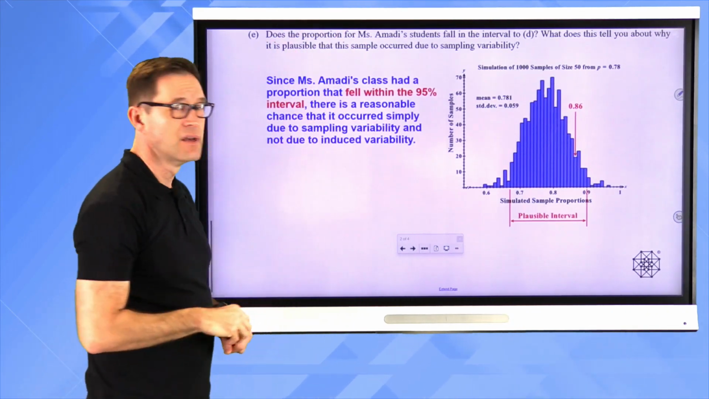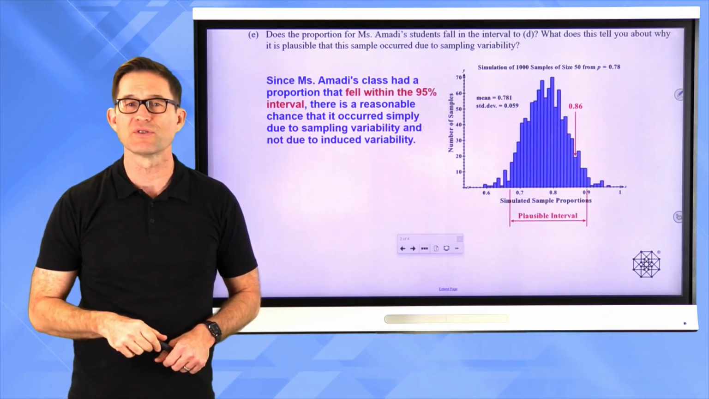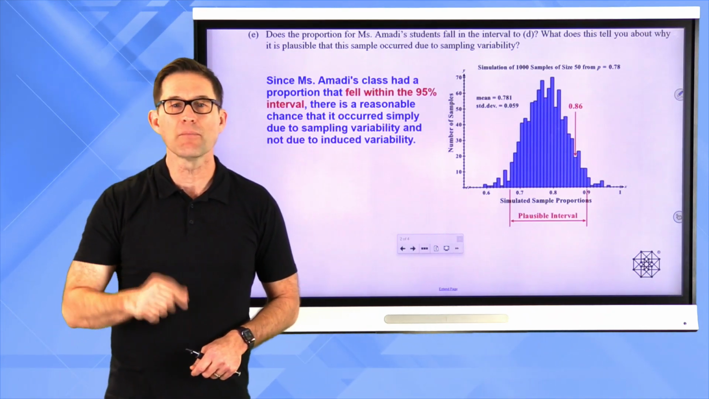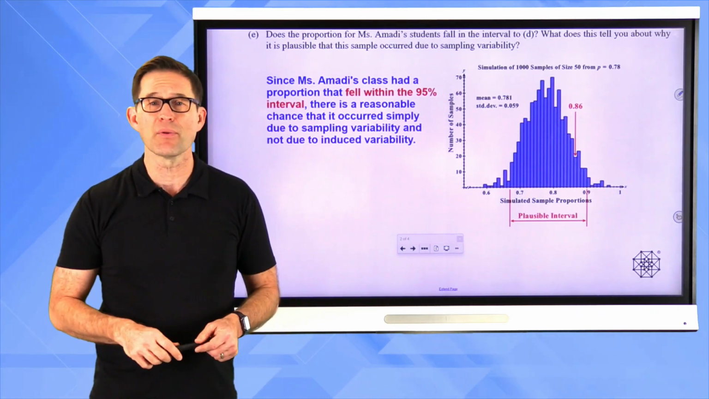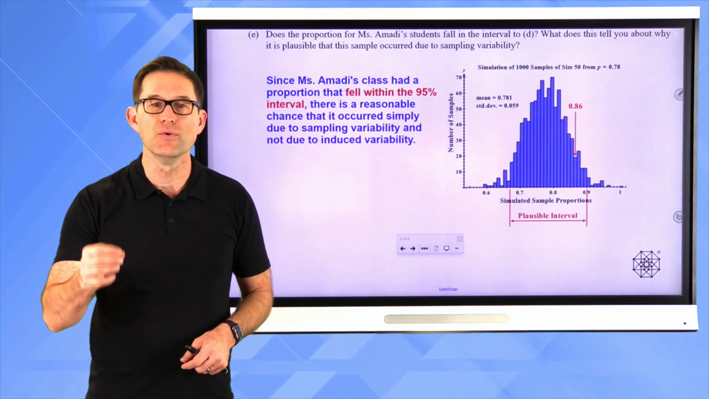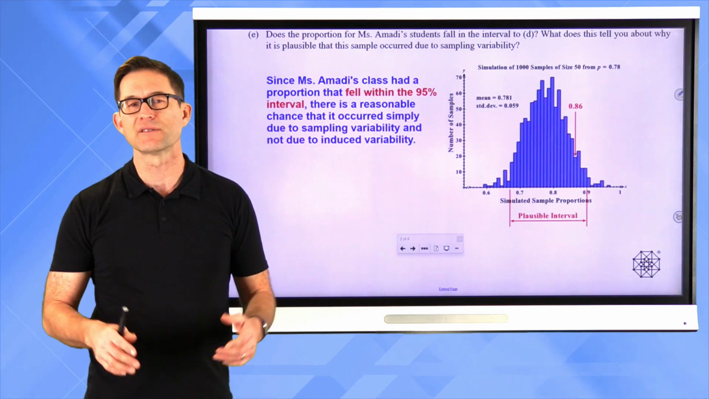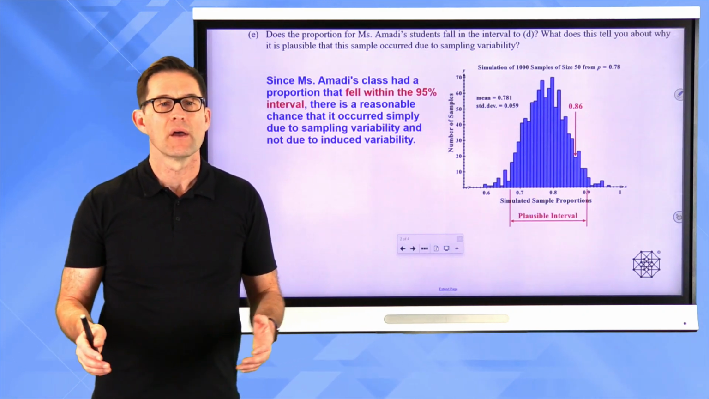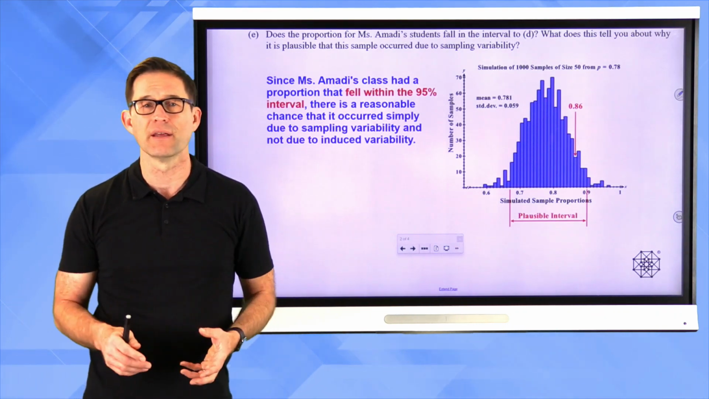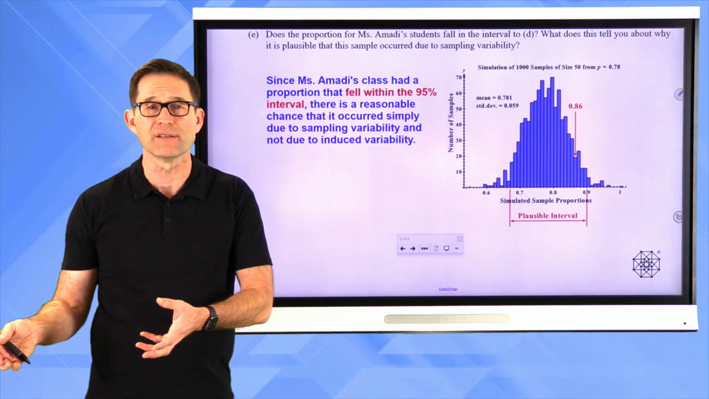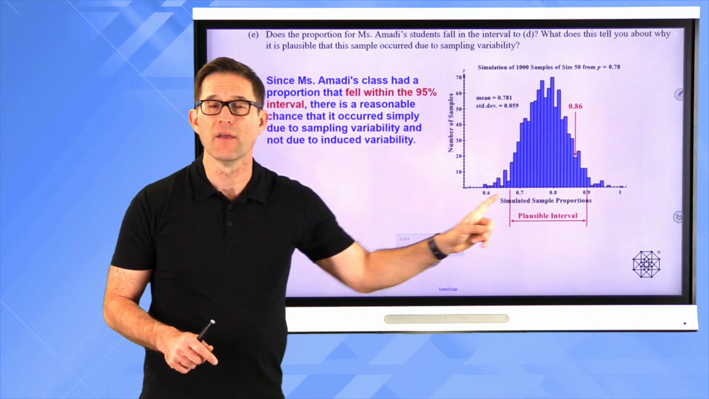And there it is. Since Ms. Amati's class had a proportion that fell within the 95% interval, there is a reasonable chance that it occurred simply due to sampling variability and not due to induced variability, right? In other words, there's no reason to conclude that somehow Ms. Amati's students come from an area where people generally have a higher percentage of brown eyes, right? There's just no reason to conclude that because it falls within this interval.